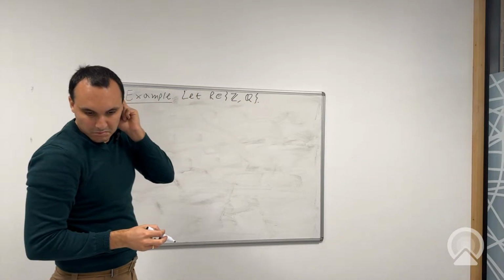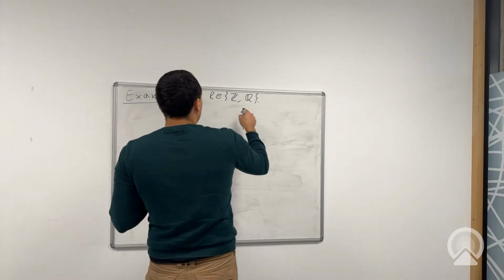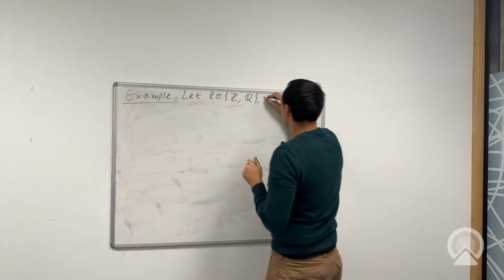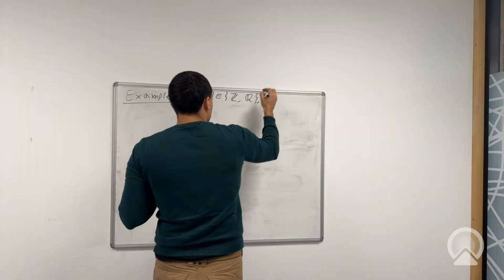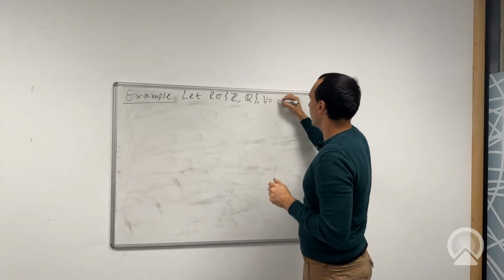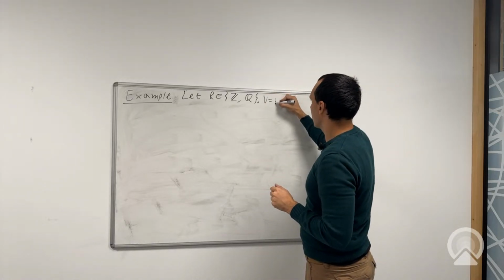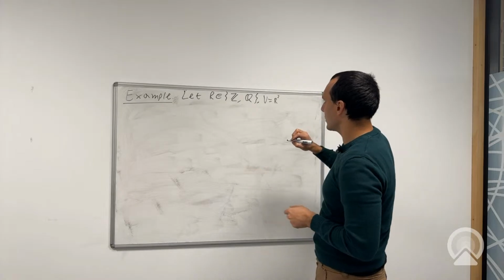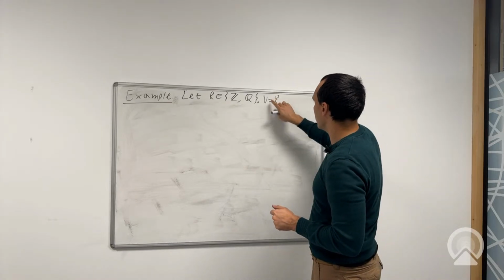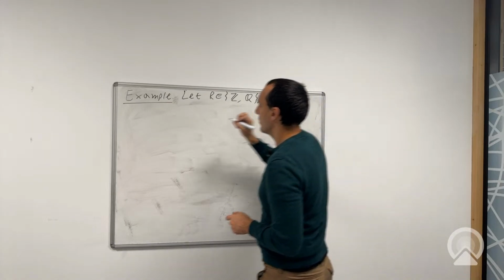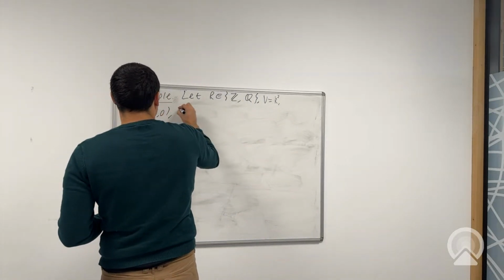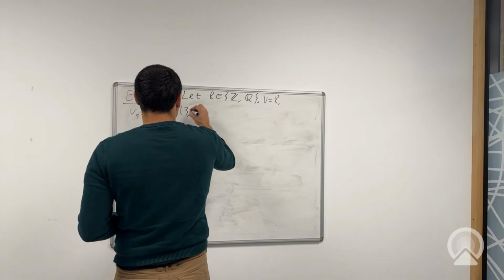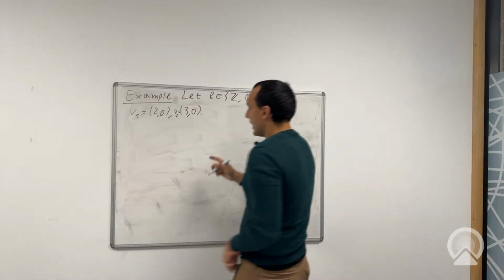And consider two vectors. First define the vector space. So V is R squared. Even R will work, but let's say R squared. And take two vectors: V1 equals (2, 0) and V2 equals (3, 0). Then they are linearly dependent.